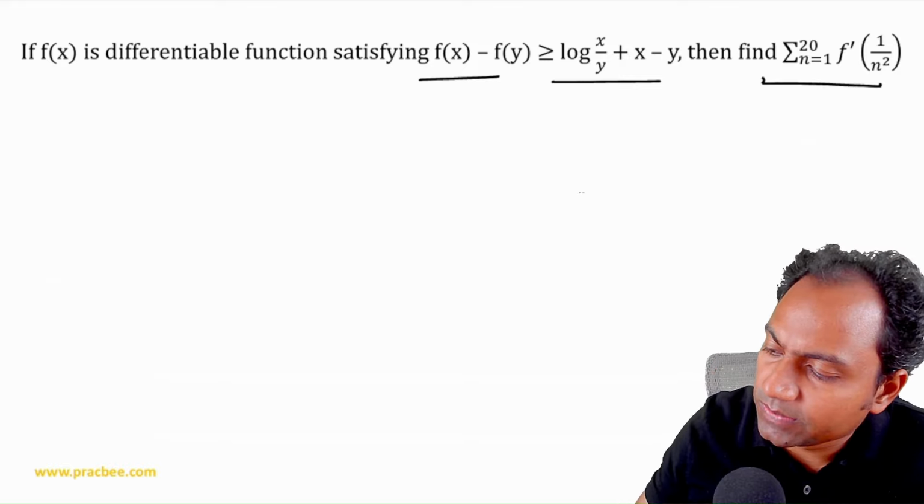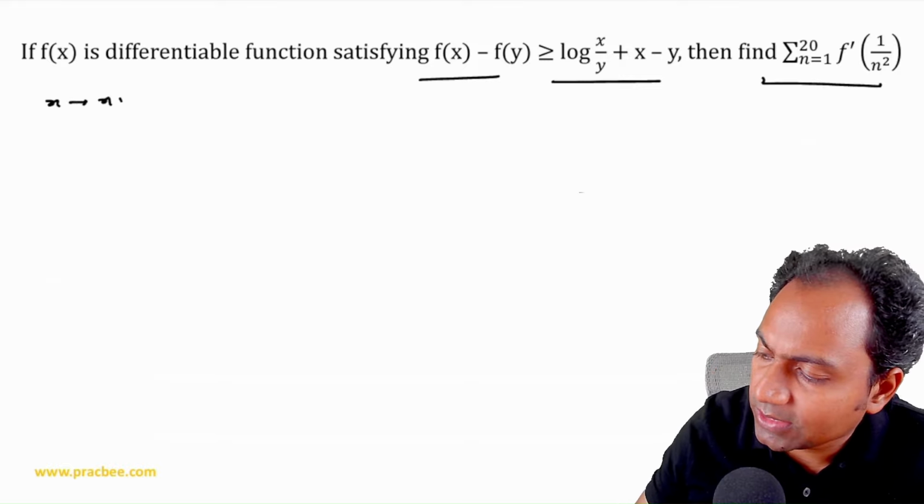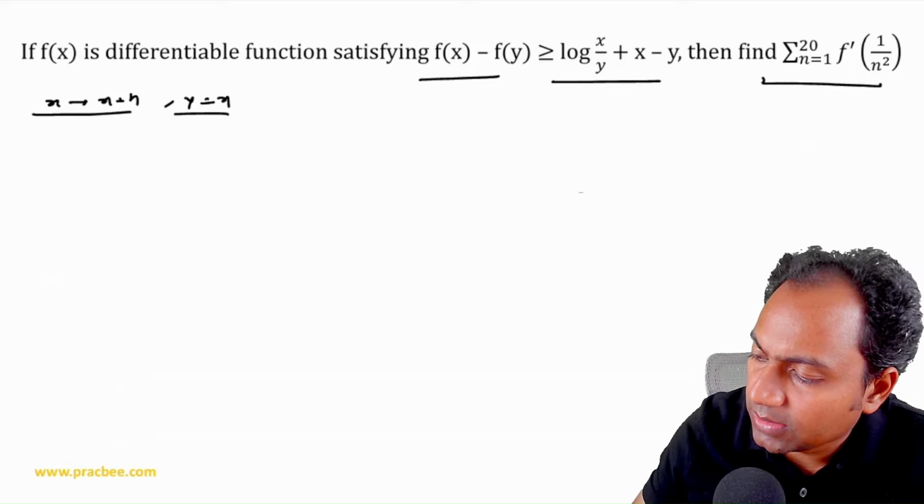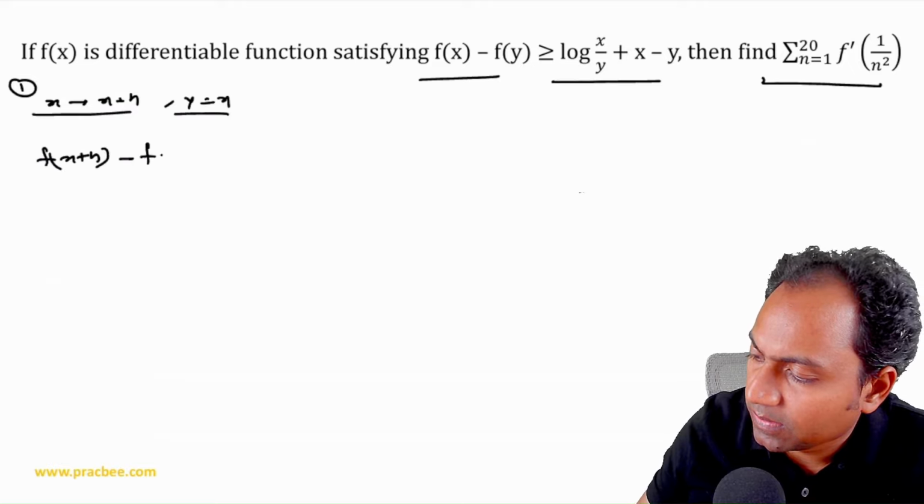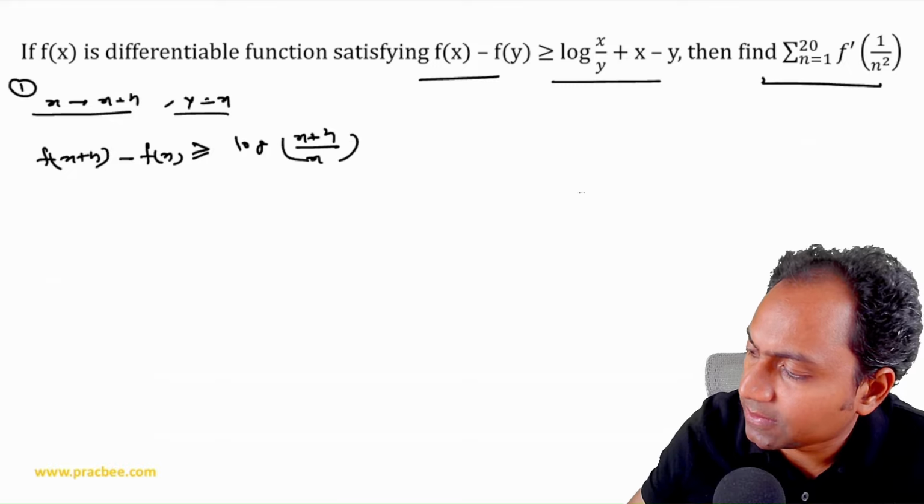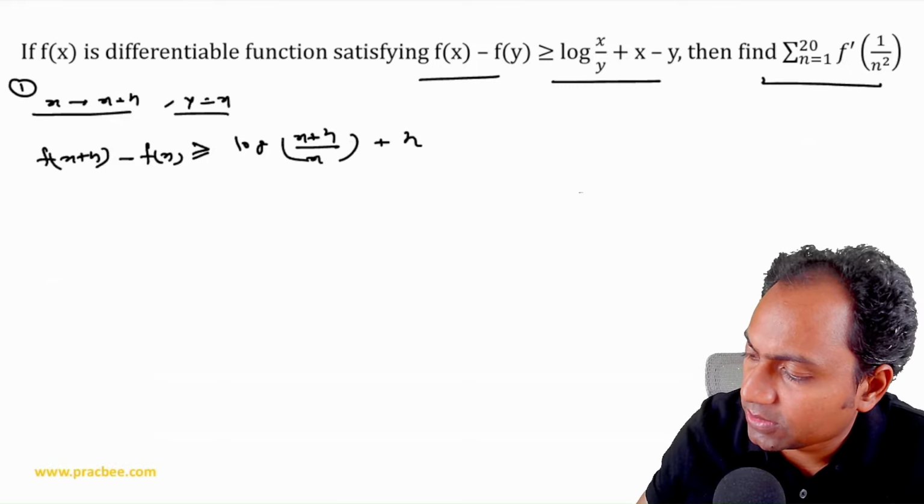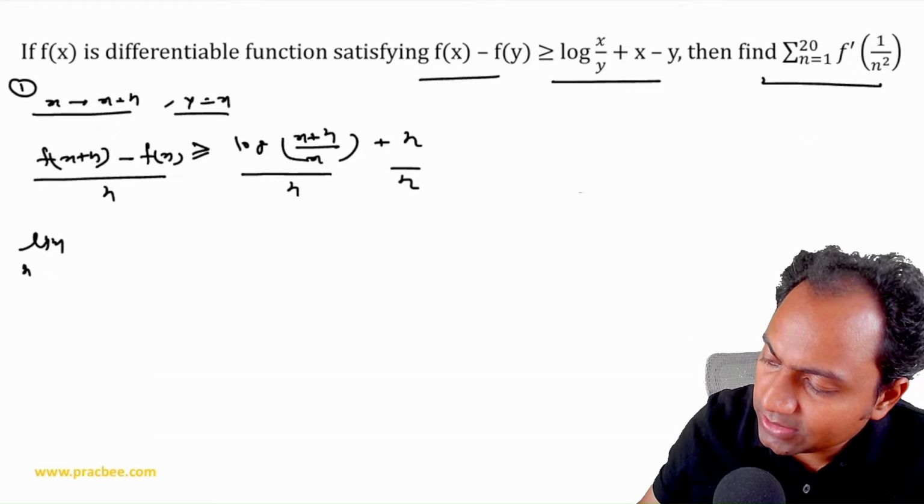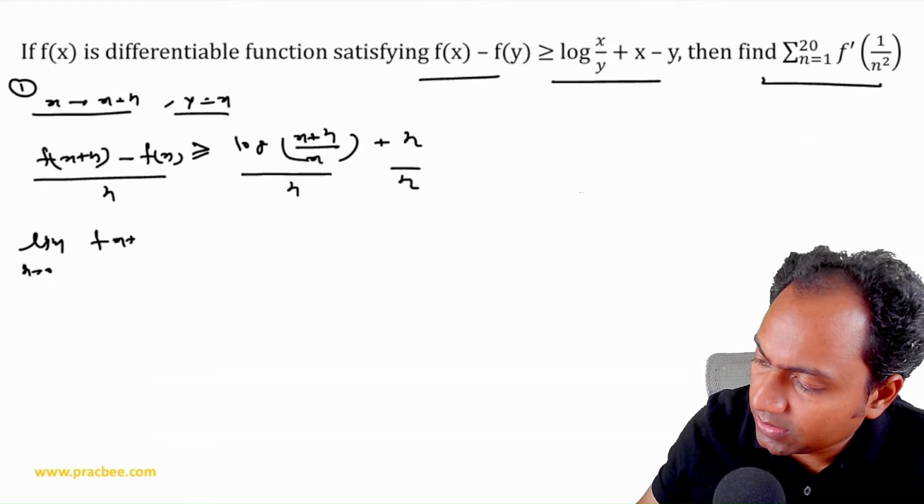So what I can do here is basically put in place of x, x plus h and in place of y, x. In the first step, we can write this as f of x plus h minus f of x is greater than or equal to log of (x plus h) by x. Now I can divide both sides by h. And if I apply my limit, that is h tends to 0, what I get is nothing but the right hand derivative.